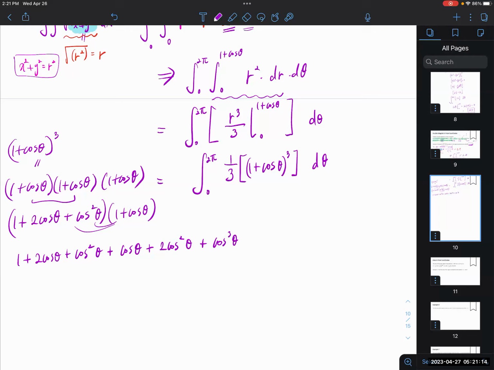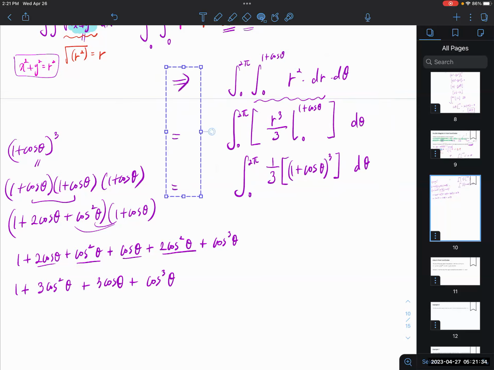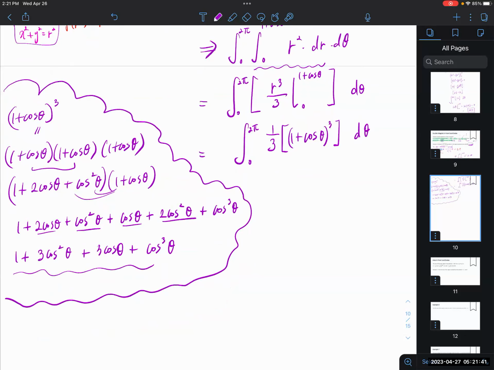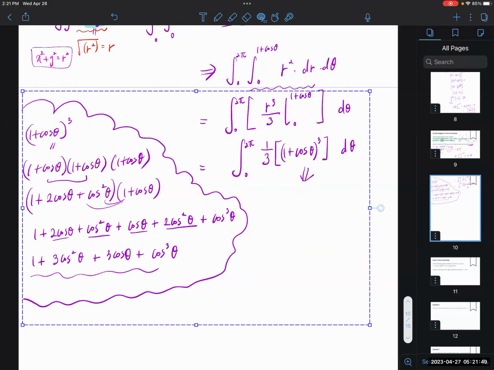Whew, okay. So I can do combining like terms: 1 plus cosine, 2 and 1, 3 cosine squared theta. I have a 3 cosine theta and cosine cubed theta. So this is what I got. So I'm going to move this a little bit here. So this is a little bit of calculation you can conduct. Now I'm going to plug it in right there.